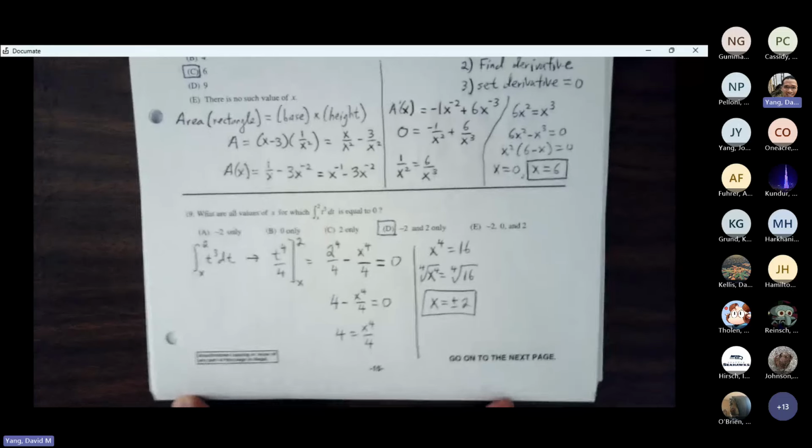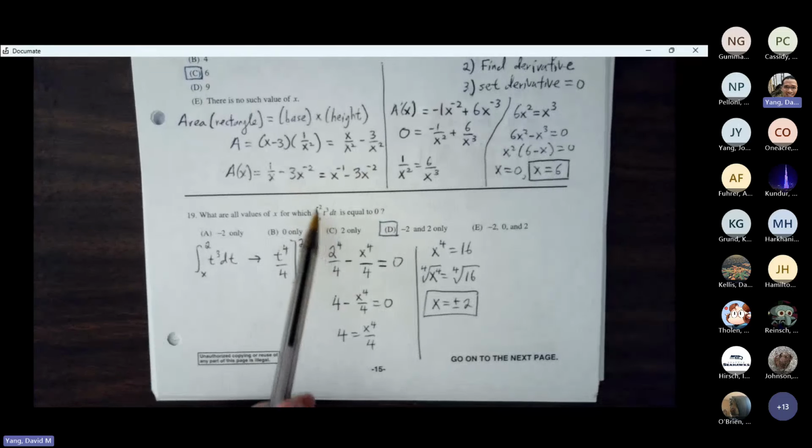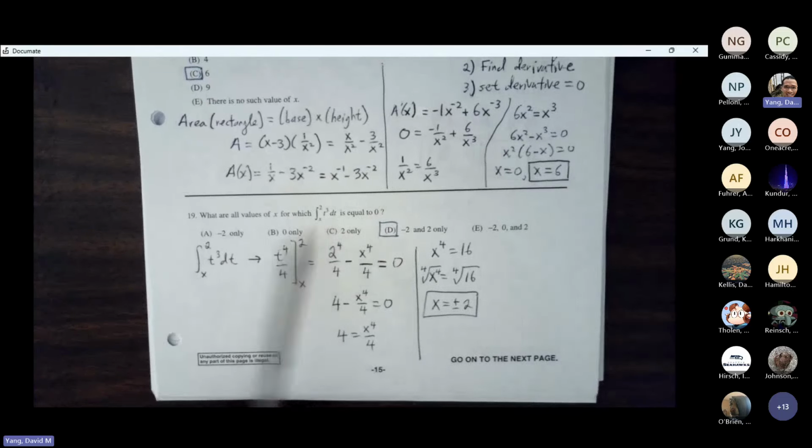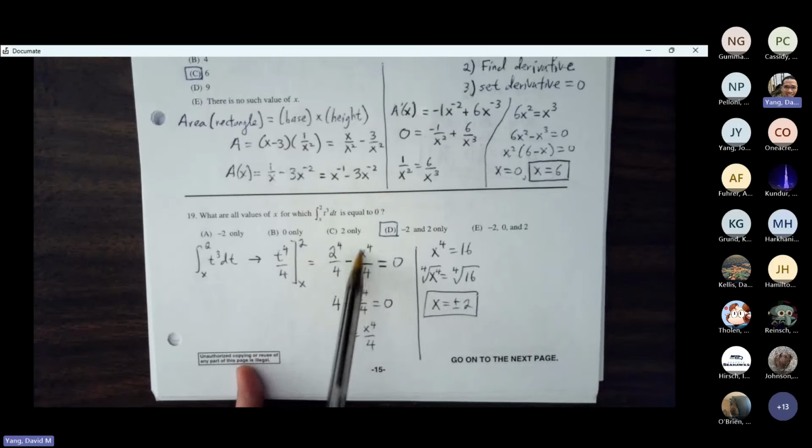19, if we just go through power rule, we can work this solution out and solve for x. So I set up my integral, go through power rule, t to the fourth over 4, plug in my upper and lower bound. Upper bound is 2, lower bound is x. I know it's equal to 0, so I can work backwards and figure out what x is.